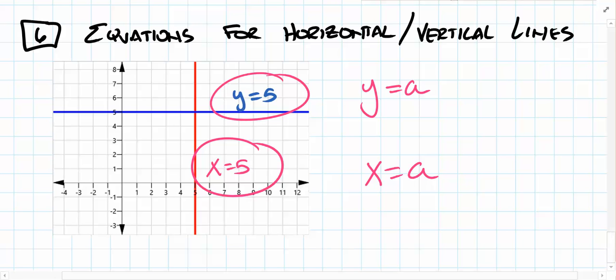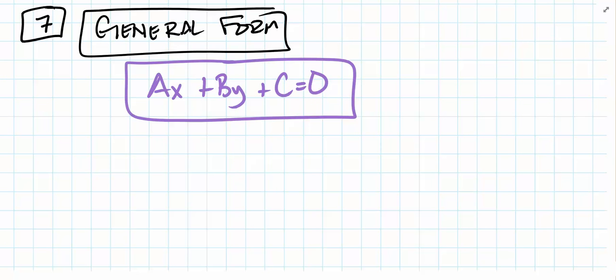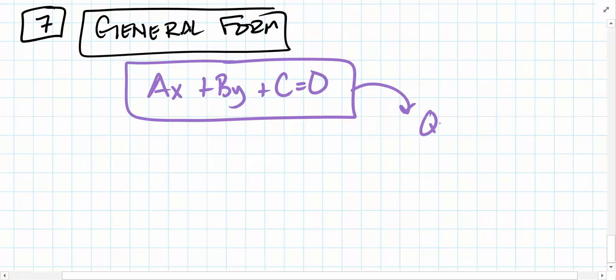Okay? Why would anybody ever use this? What is this good for? Nothing. No, it's good for something. It's good for quick sketches. Okay, it's good for very, very quick sketches. Let me give you a perfect example of why somebody would use this, okay? 3x plus 4y plus 12 equals 0.